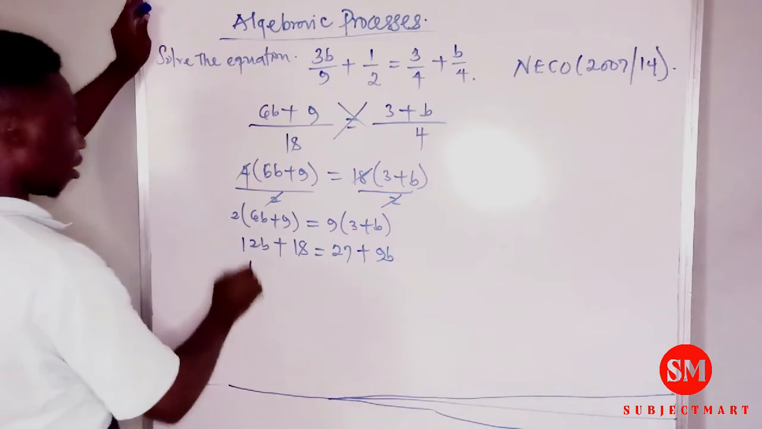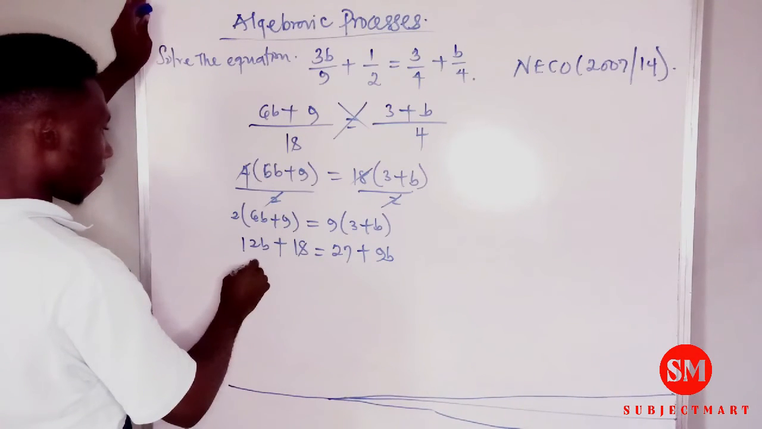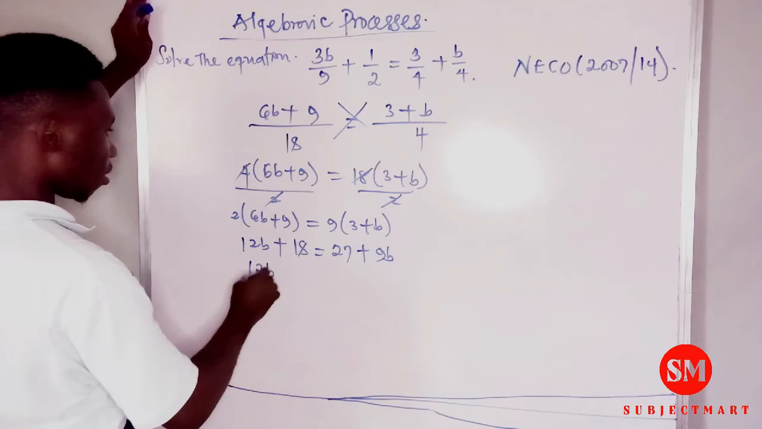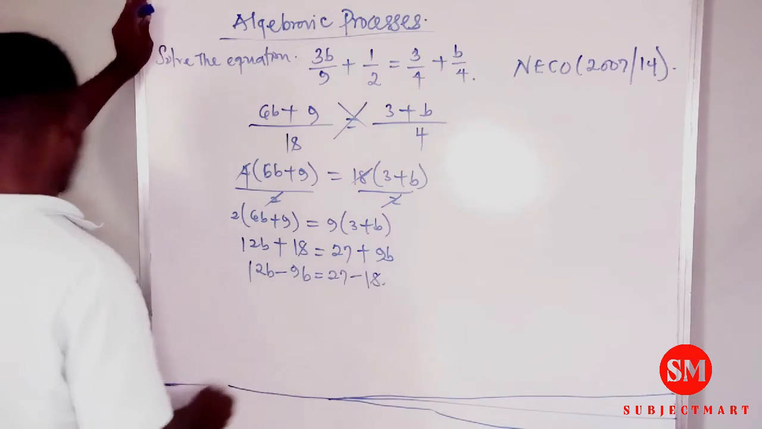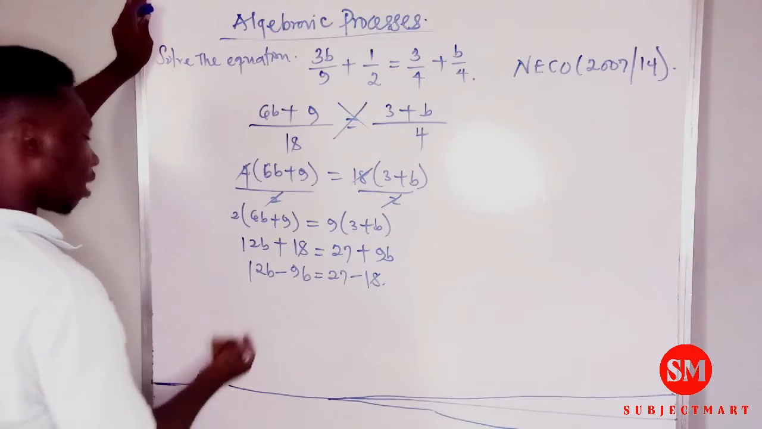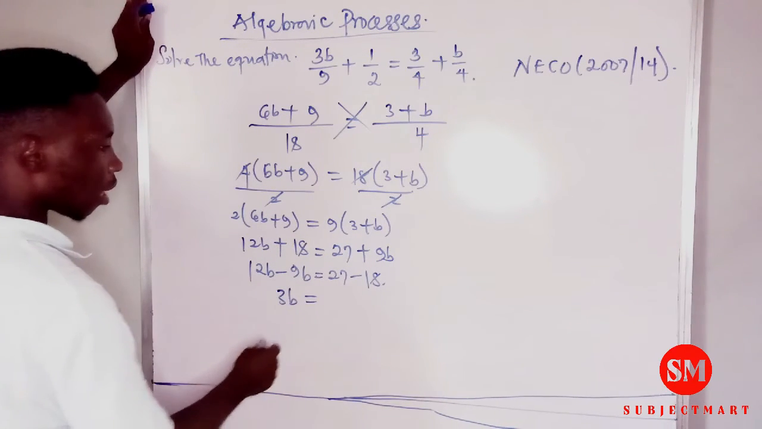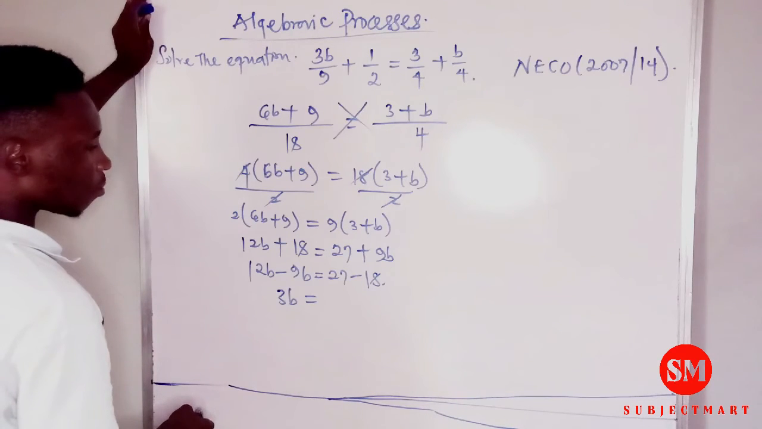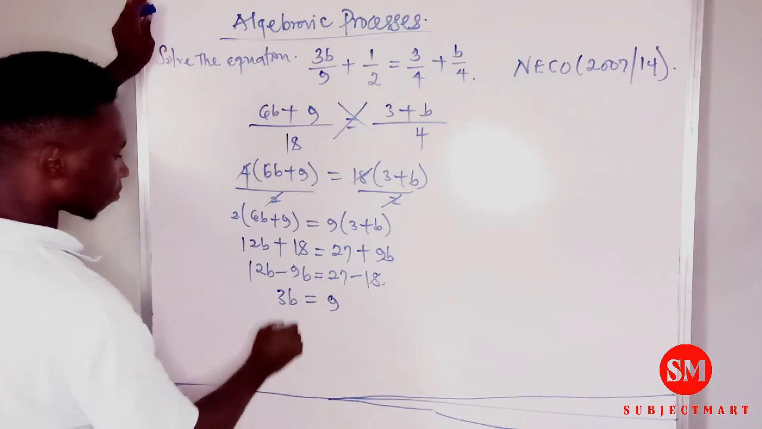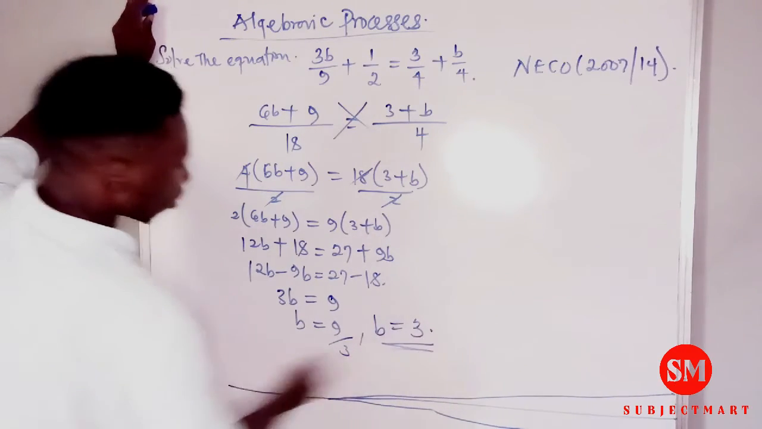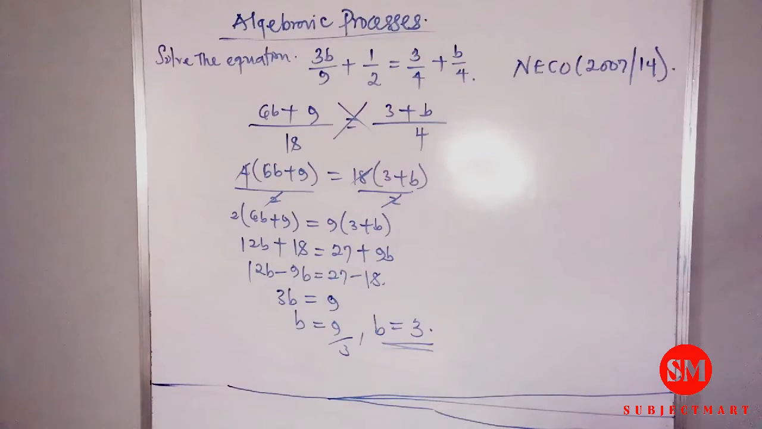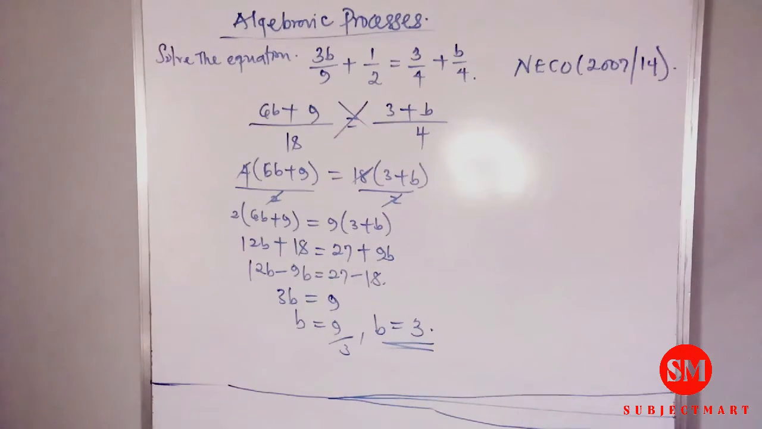9b. So collecting like terms here, this becomes 12b minus 9b is equal to 27 minus 18. So 12b minus 9b gives us 3b, as 27 minus 18 gives us 9. So b here is equal to 9 divided by 3, and b here is equal to 3. So in this question, NECO 2007, question 14, b there is equal to 3, and that is the final answer.